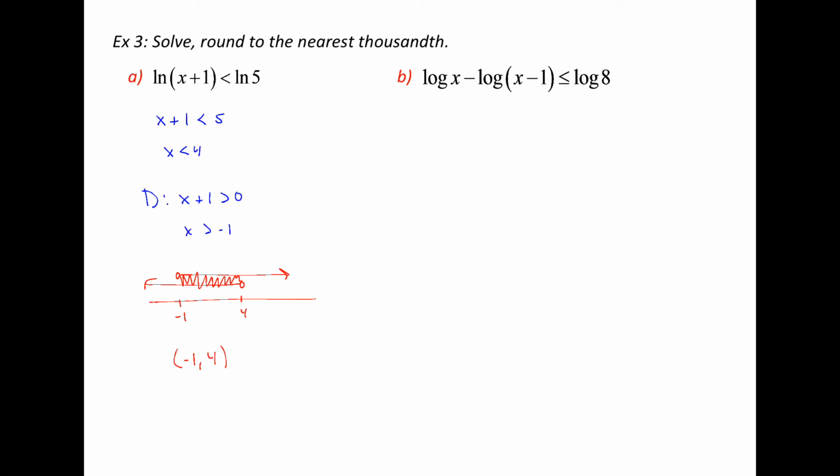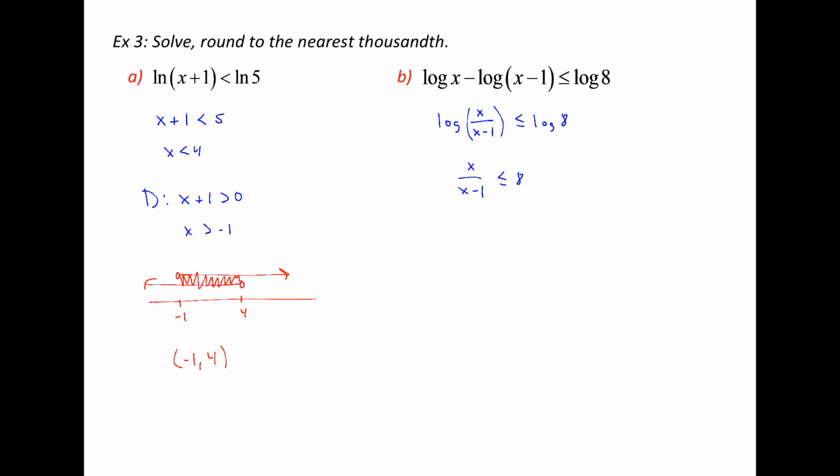Alright, and the last one here, we got log of x minus log of x minus 1 is less than or equal to log of 8. So we're going to use the quotient rule and have log of x divided by x minus 1, and this is base 10, is less than or equal to log of 8. So we can use the one-to-one property to say that x divided by x minus 1 must be less than or equal to 8.